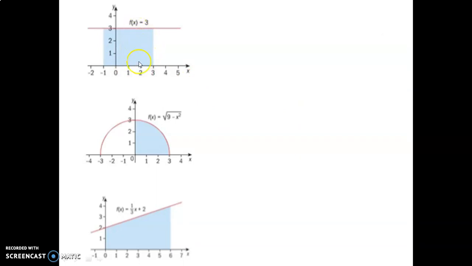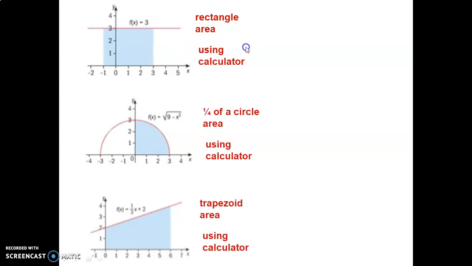What's this area here? Find it geometrically. So just look at the shape and find the area. Well, that's just a rectangle. Let's look up here first. Okay, so area of a rectangle is just base times height. 4 times 3, we have 12.